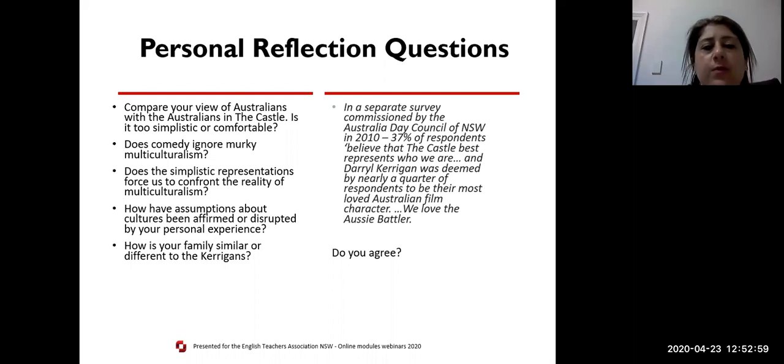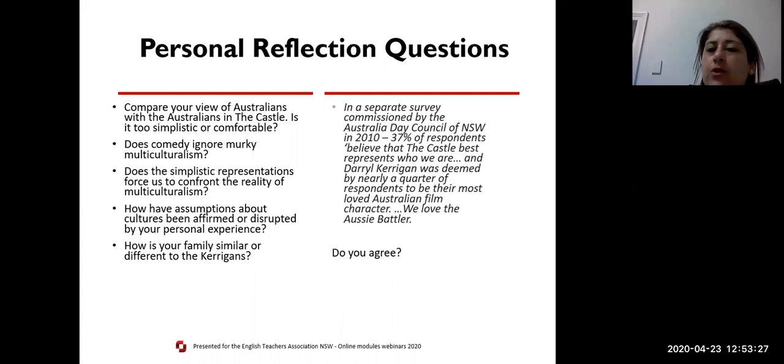Having a look at some, compare your view of Australians with the Australians in the classroom. Is it too simplistic? Is it too comfortable? Does it not suggest a little bit more about the murkiness of Australian culture or Australian race relations? How have assumptions about cultures been affirmed or disrupted? Write your own little mini essay plan about that. How is your family different or similar to the Kerrigans?